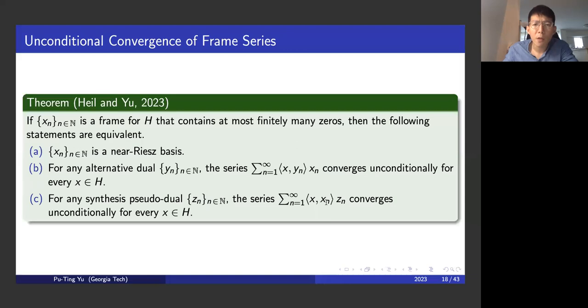So let me first emphasize that the condition that xn contains at most finitely many zeros is here because we just cannot get the implication from B to A and from C to A if xn contains infinitely many zeros, because for a near-Riesz basis, the frame has to contain at most finitely many zeros. But even if xn is a frame that contains infinitely many zeros, we can still get the implication from A to B and from A to C. Okay, so now let's see how to prove this result.